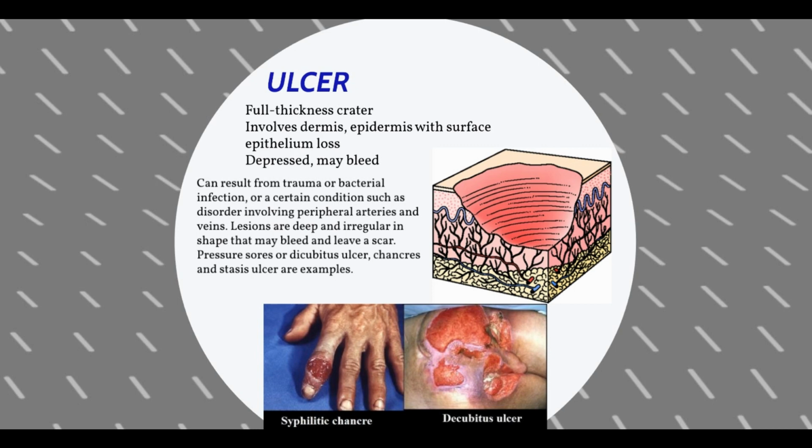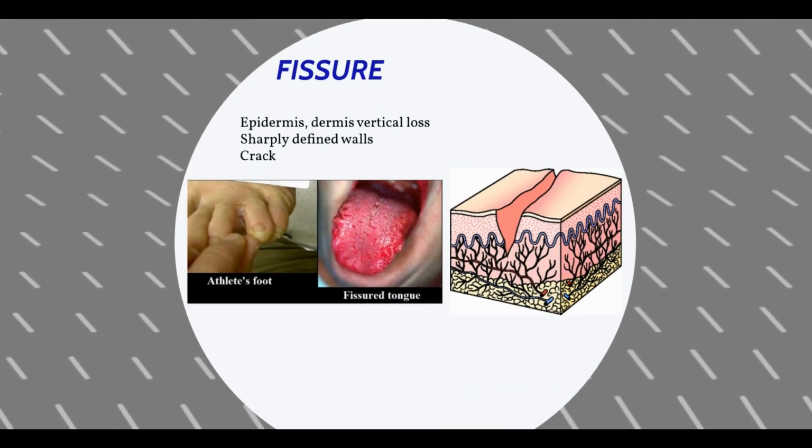So the ulcerous lesions are deep and irregular in shape, and they may bleed, and ultimately they probably will leave a scar. Pressure sores or decubitus ulcers or cankers are examples. So whenever we talk about decubitus ulcers, let's think of the geriatric population. So if they are bedbound, or let's say if we put them on a backboard, you can technically cause a grade 1 ulcer on a long transport due to a backboard. So we'll talk about that in the next slide.